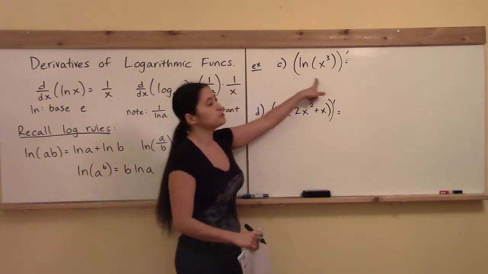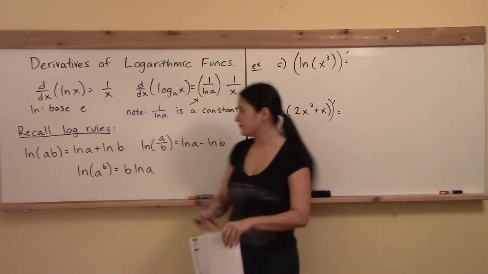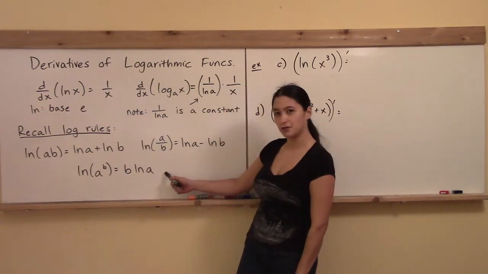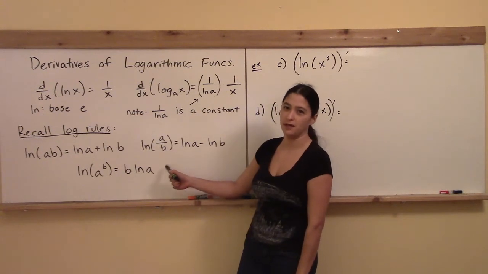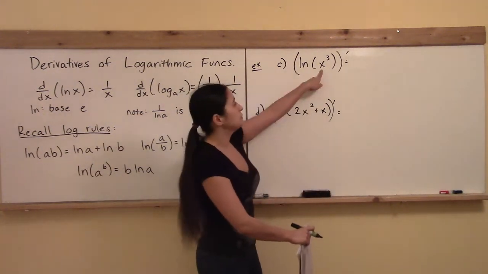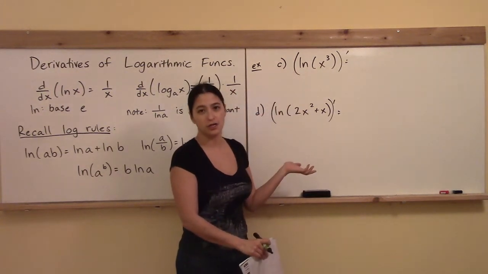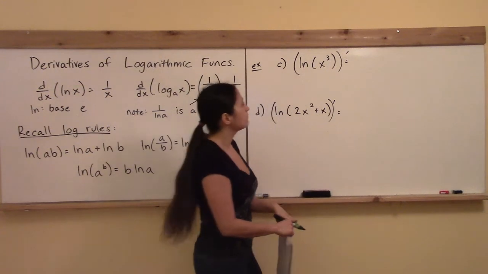Now there's two ways you can do this one. Up here, you can either simplify it using this log rule right here, maybe that's the way you went, or you can just do it straight away, seeing x cubed as the inside function and log of x as the outside function. Okay, so let's do it that latter way first.